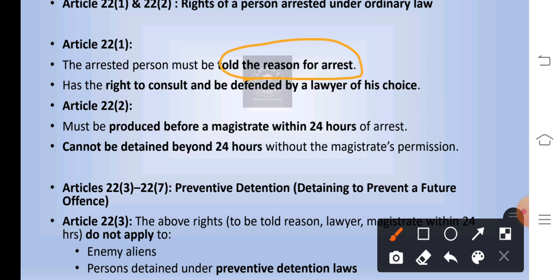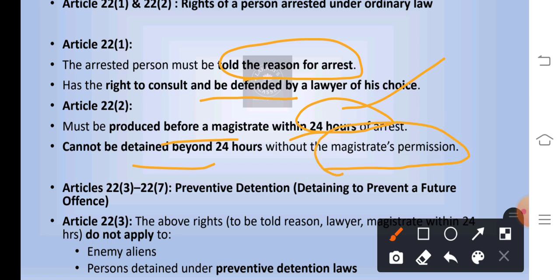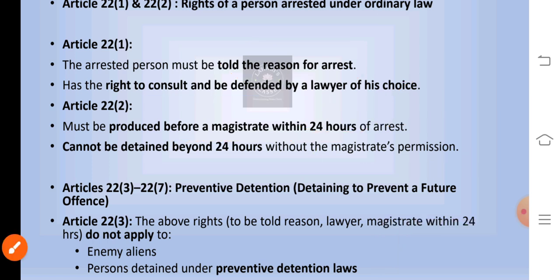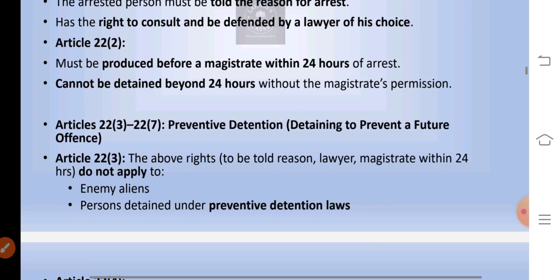The accused person has the right to consult and be defended by a lawyer of his choice. And Article 22 Clause 2 says that a person who has been arrested by the police must be produced before a magistrate within 24 hours of arrest, and he cannot be detained beyond 24 hours without the magistrate's permission. So this is a very important fundamental right, which gives protection against arbitrary arrests and arbitrary detentions.